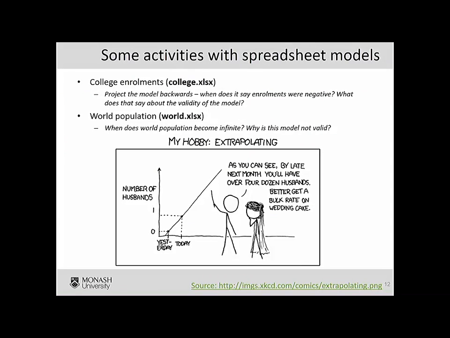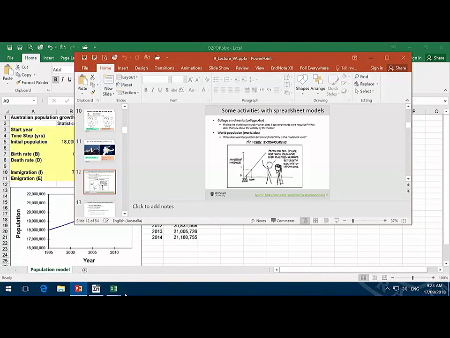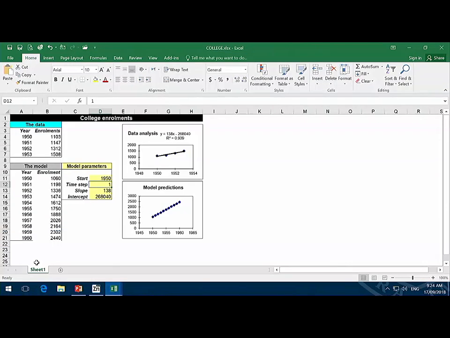All right, let's have a look at some simple models. The college enrolments model is meant to be saying, let's have a look at how I do this. Control Tab. I've got to get out of this first. Let's have a look at college. We have some data: here are our enrolments in this college from 1950 to 1953. We'll graph those here, and it looks fairly straight line, so let's just model this as a straight line.